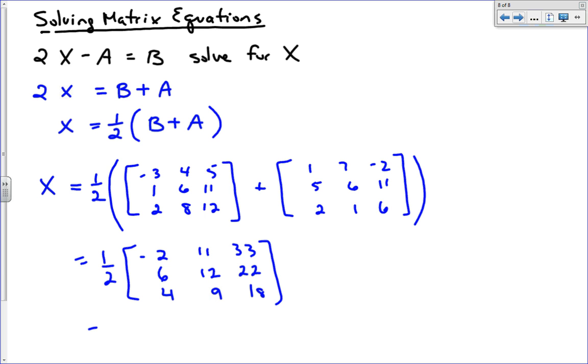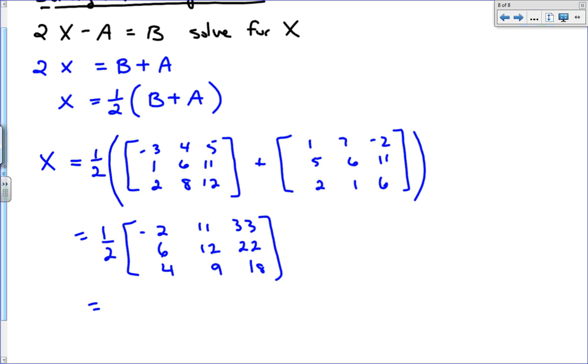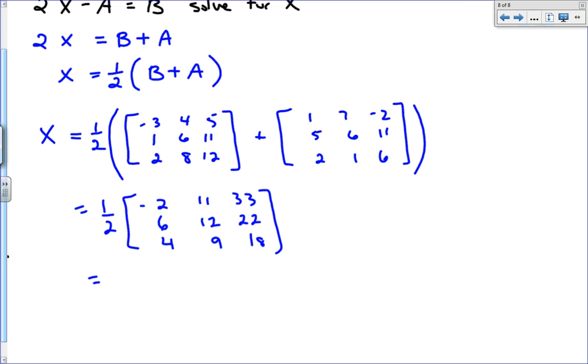So if X is 1/2 of that, then X is going to be equal to, and I just multiply each of the elements by 1/2, so I'll get negative 1, 11 halves, 3 halves, 3, 6, 11, 2, 9 halves, and 9.